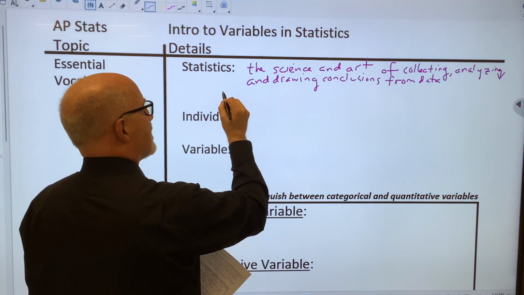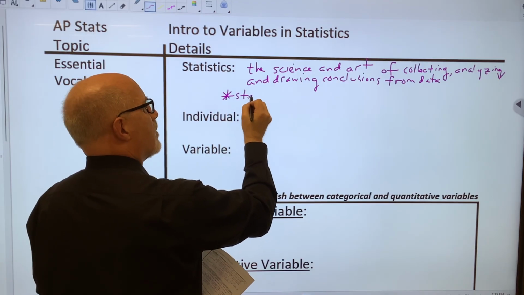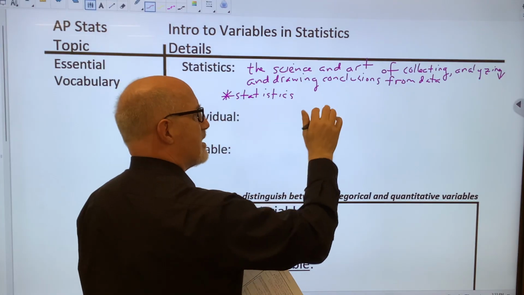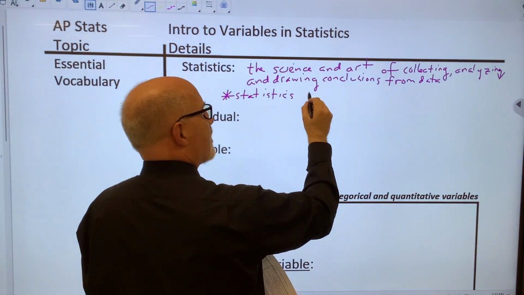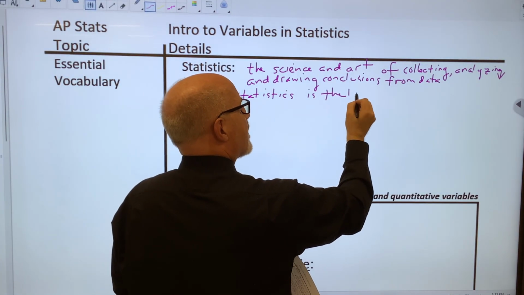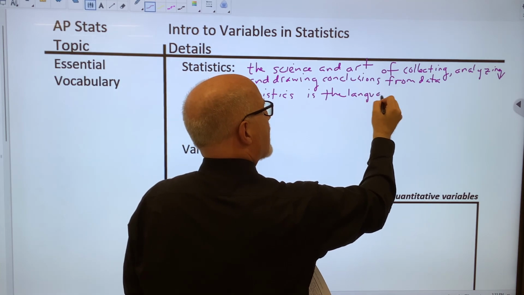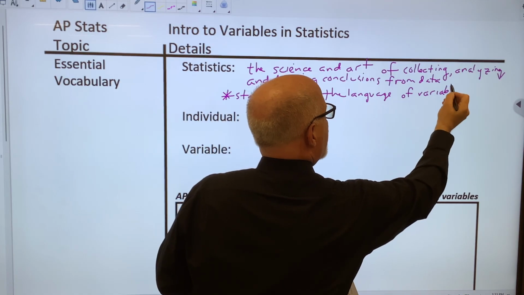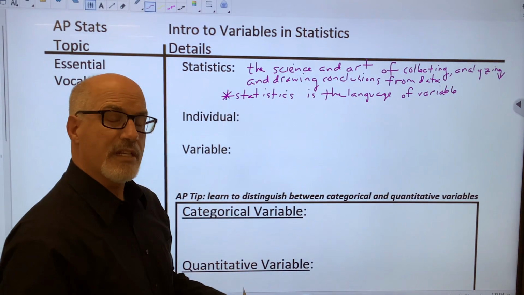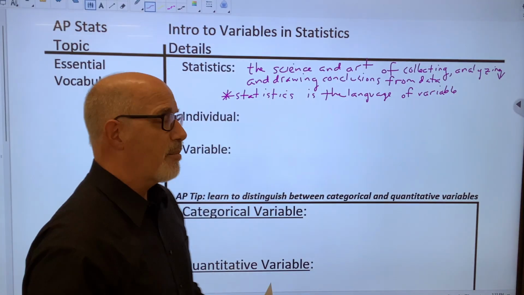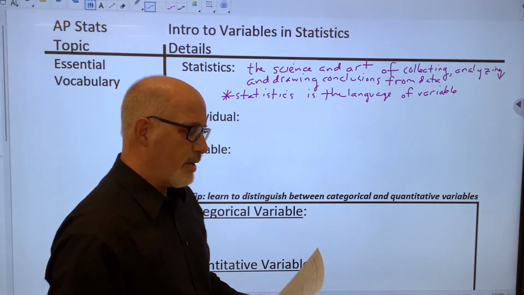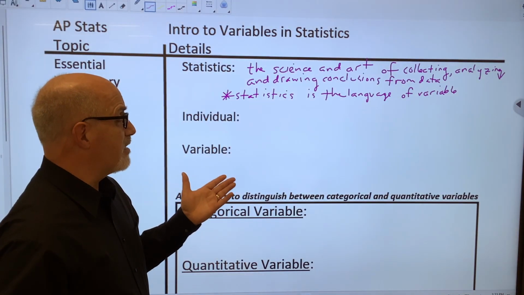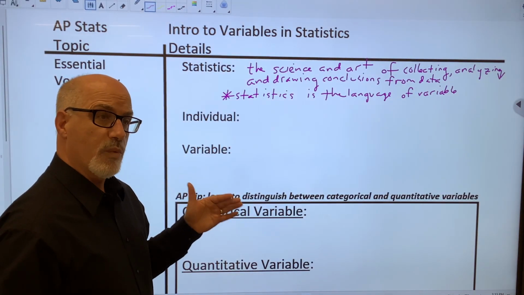So really, as we gather the data, statistics is the language of variation. How do things vary? When we look at data, how does it change? What does that change tell us about what has happened, what is going to happen? Now, we need to talk about the actual vocabulary that we will be using.